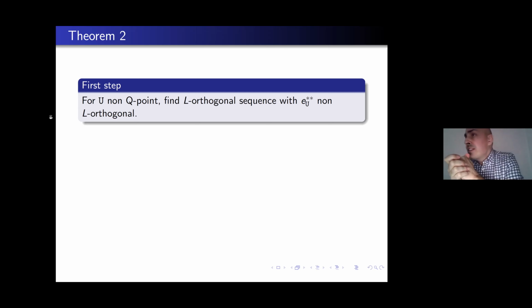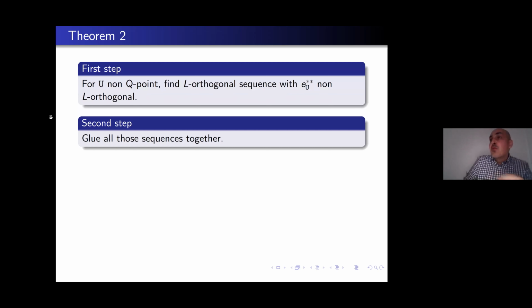And the first step is to find a different sequence for each ultrafilter I give you. So first thing I do is I give you a non-Q point, and I produce a sequence where the limit through this non-Q point is non-orthogonal. And the second step is to glue all those sequences together to produce some big Banach space. Actually, it will have large density, as we should expect from the observations I made at the beginning, where the above condition will work for all non-Q points at the same time.